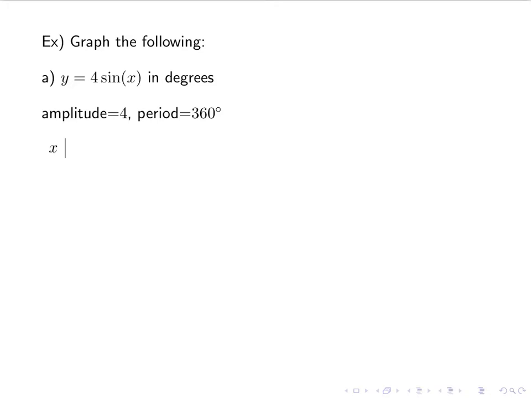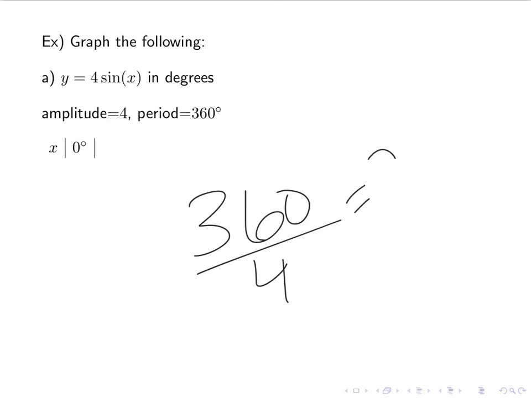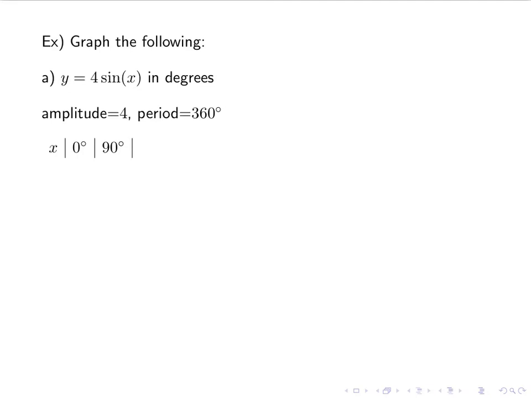So we're going to write our 5 x values. So again, we start with 0, and then we're going to take a quarter of the period. So 360 divided by 4 gives us 90 degrees. So that's going to be my next x value. And then I'm going to take another 90, and that gives me 180. And then another 90, and that gives me 270. And then another 90, and that gives me 360. So again, that's 0, a quarter of the period, half the period, 3/4 of the period, the period.